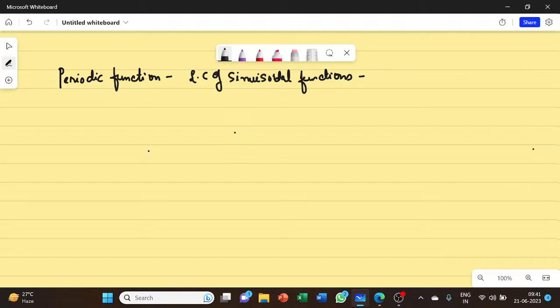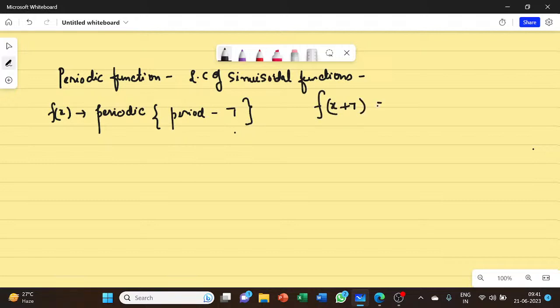So if I say that my function f(x), if it is periodic, and let's say it is periodic with period T. And what does a period of a function imply? It implies that if I'm saying that my function is periodic with period T, then f(x + T) should be equal to f(x). And here T is greater than 0. So this is how it is.